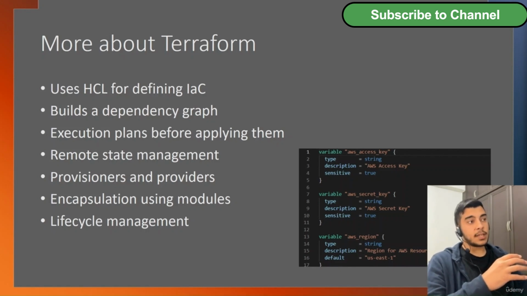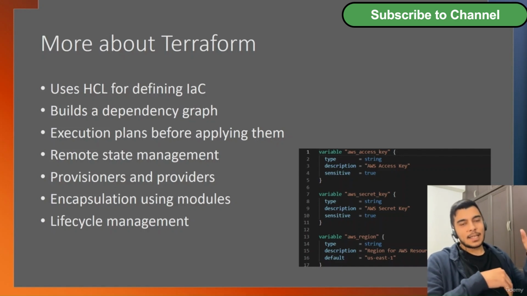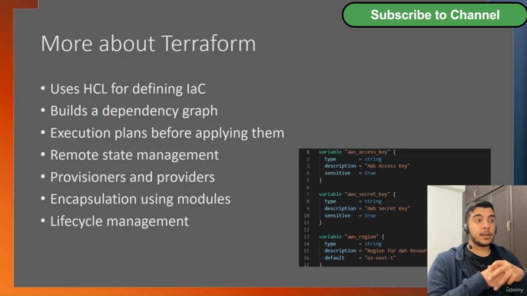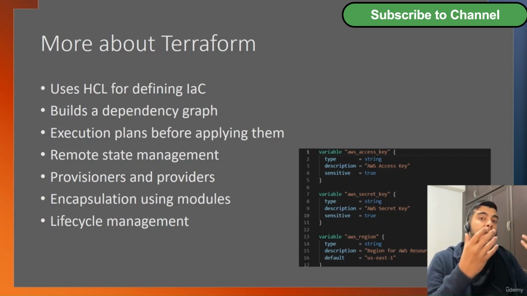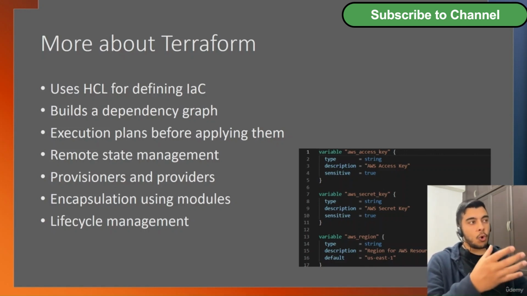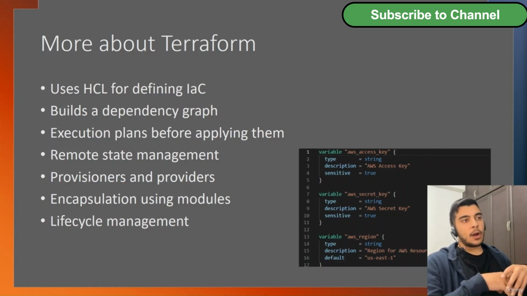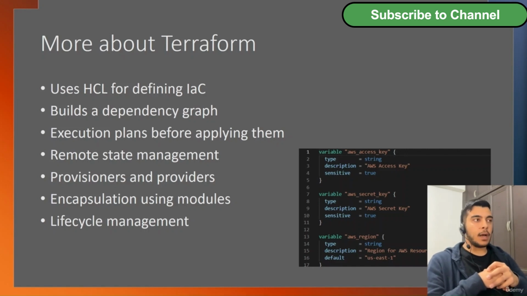Then we have remote state management. So Terraform by default keeps track of our progress, the state of our infrastructure, and puts it inside a state file locally. But it also gives us the option of pushing these state files over to different cloud providers, maybe an Amazon S3 bucket, or maybe Azure storage, I think it's called, or even HashiCorp Consul. So we can also have a backup of our infrastructure state.